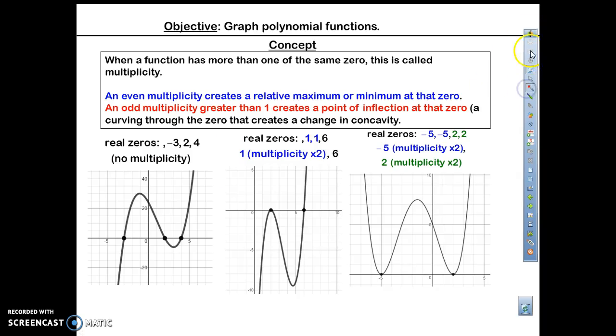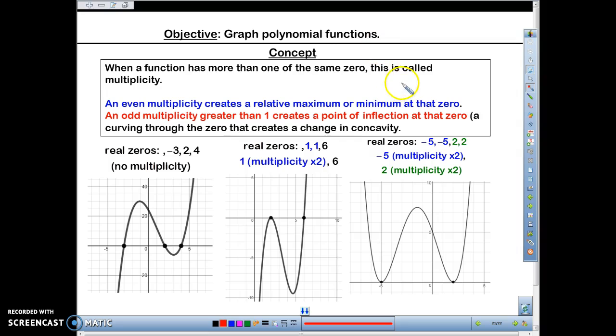So some stuff again that we went over yesterday to activate your prior knowledge is that when a function has more than one of the same zero, this is what we call multiplicity. The examples that we're going to look at today are only even multiplicities. So when a function has even multiplicity, remember that this creates a relative maximum or a minimum at that zero.